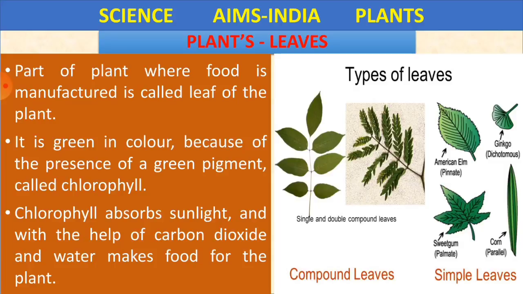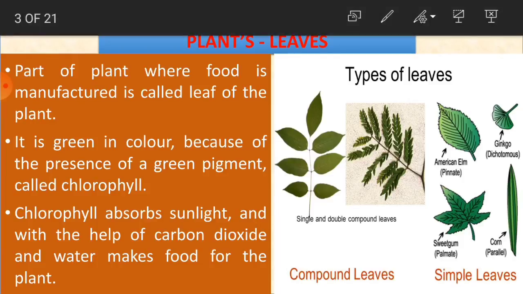It is green in color because of the presence of a green pigment called chlorophyll. We said that most of the leaves are green in color, like 90% of the leaves of the plants. Why are these leaves green in color? Because of the green pigment called chlorophyll. As we have a green pigment in the plants, these leaves are green in color, and this green pigment is called chlorophyll.